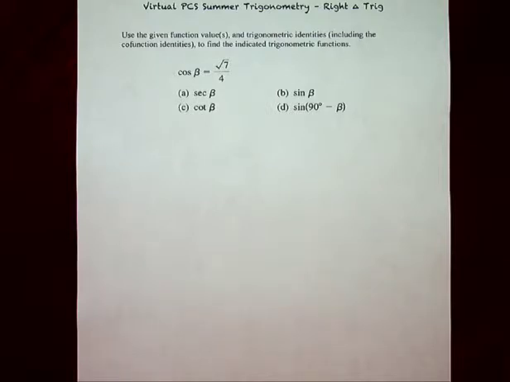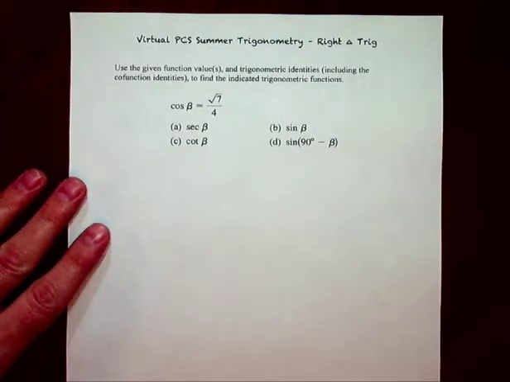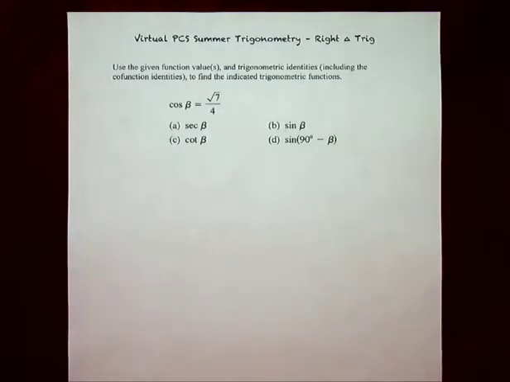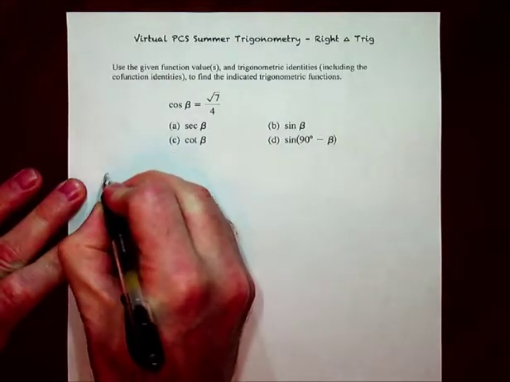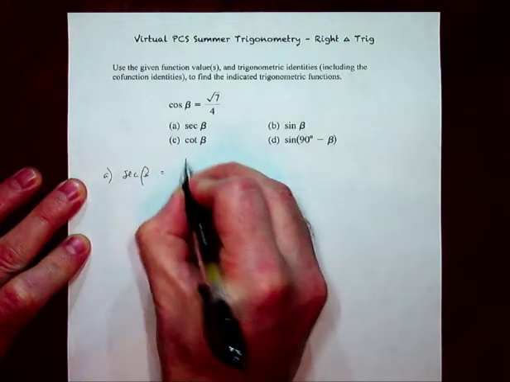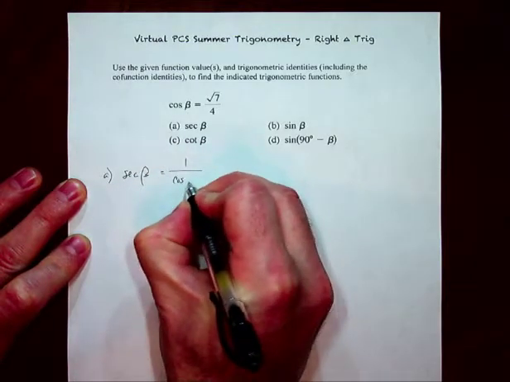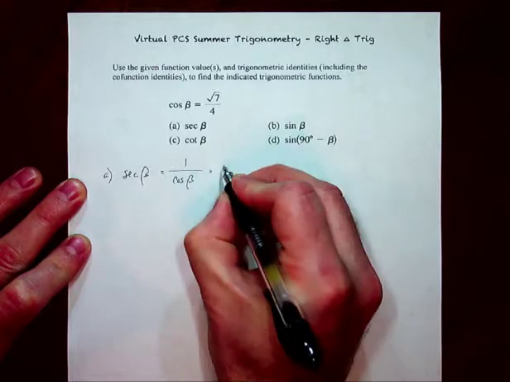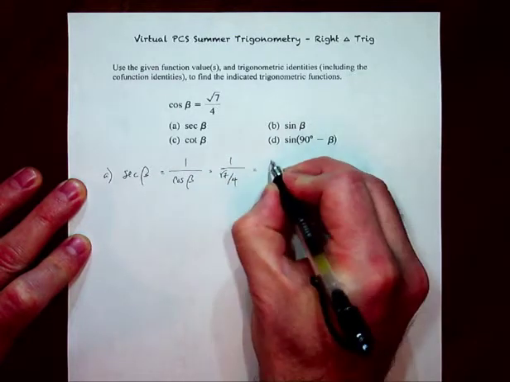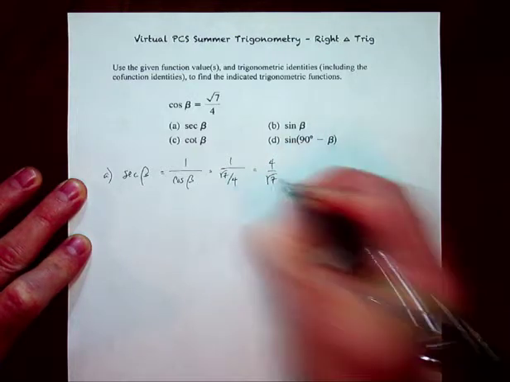Okay, let's go ahead and look at a value that is a little bit more tricky, since it's not a unit circle value. But let's go ahead and dive right in. It's the same instructions as before, and we see here that cosine of beta is equal to root 7 over 4. Now, I recognize that secant of beta is equal to 1 over cosine of beta, and that means that it's 1 over root 7 over 4, or 4 over root 7.